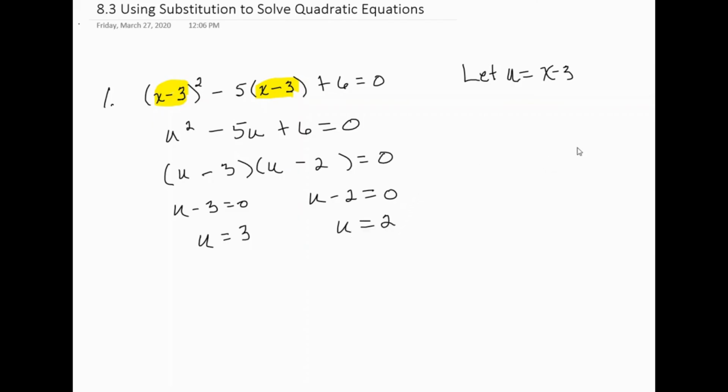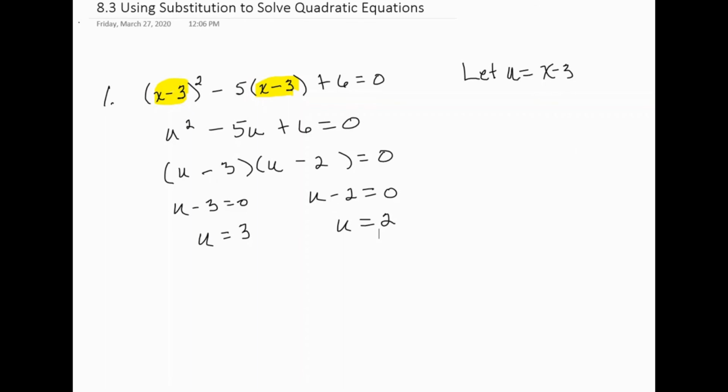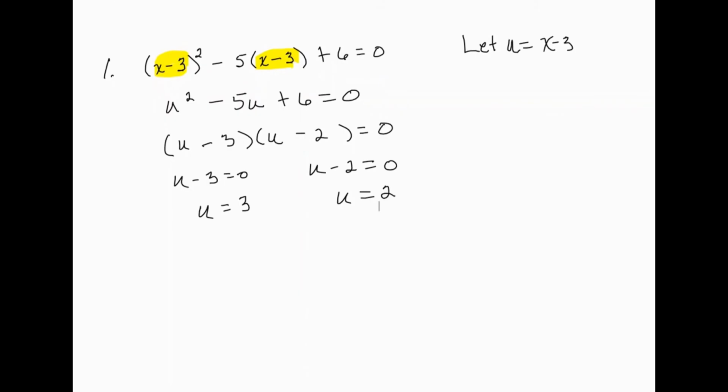Now, a common mistake that students make is that they will stop there and say that that's their answer. But I don't really care what u is. I want to know what x is. So I have to go back and use this substitution again, substituting x minus 3 back in for that u. So I have x minus 3 equals 3 and x minus 3 equals 2. So my answers here are 6 and 5. And you can go back and stick the 6 and the 5 in place of your x's to check that it works.